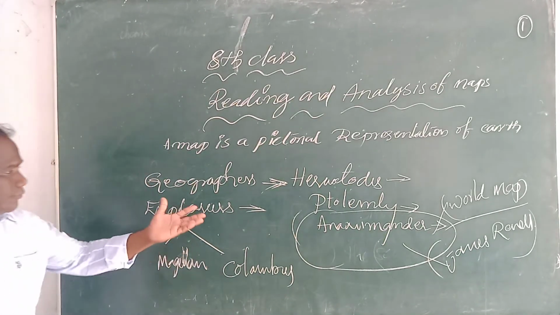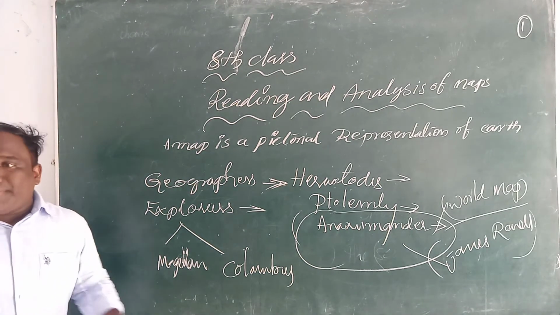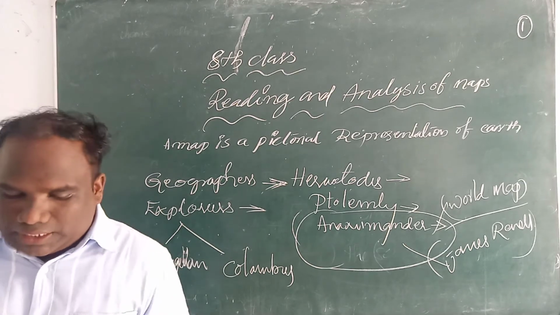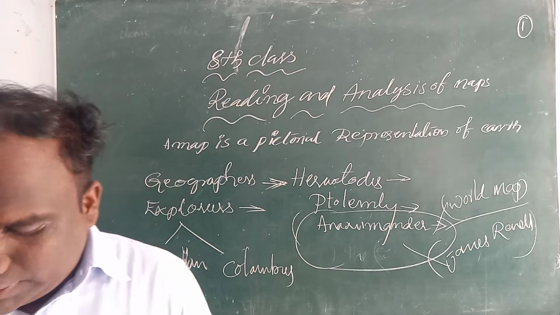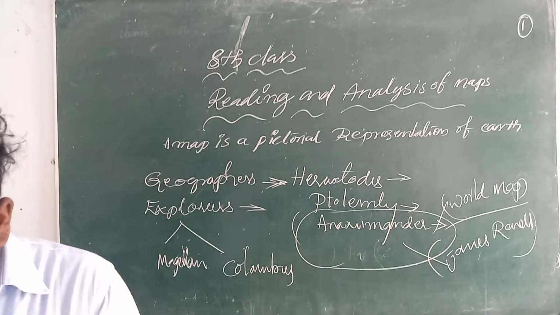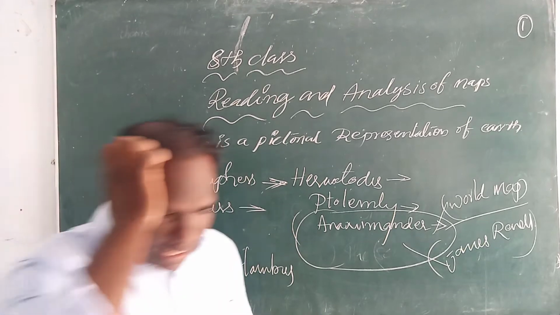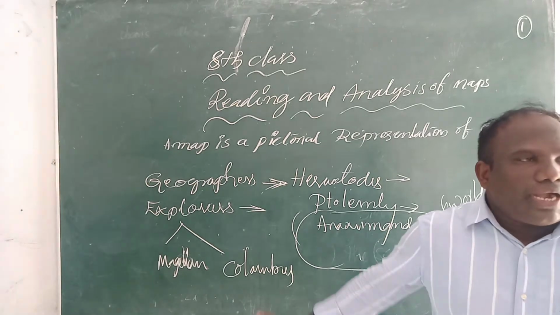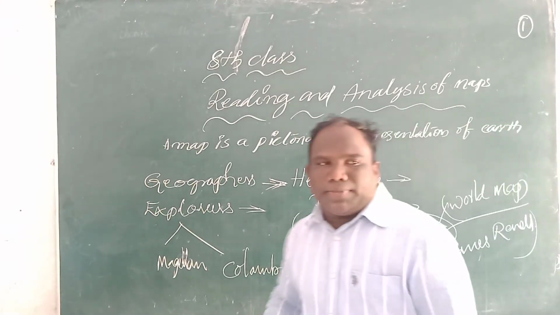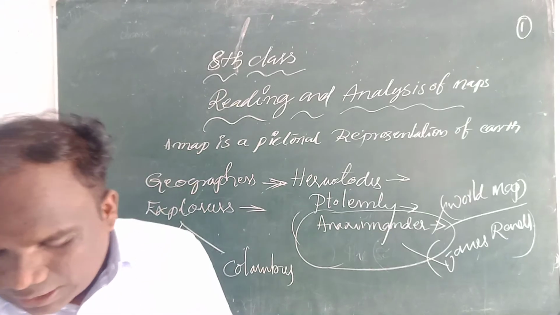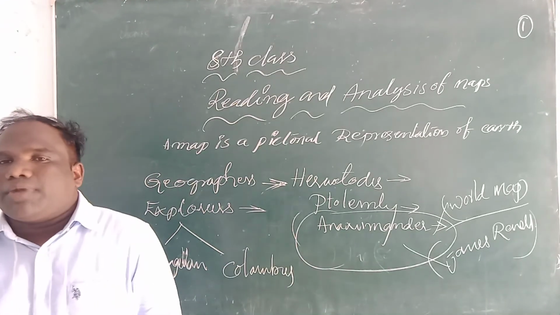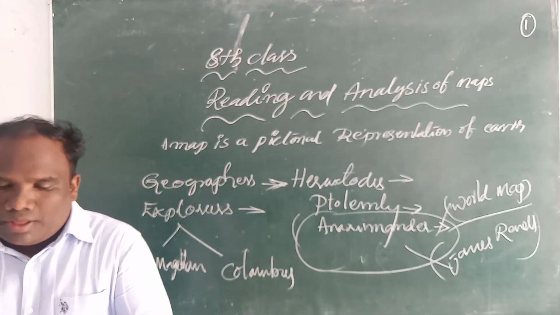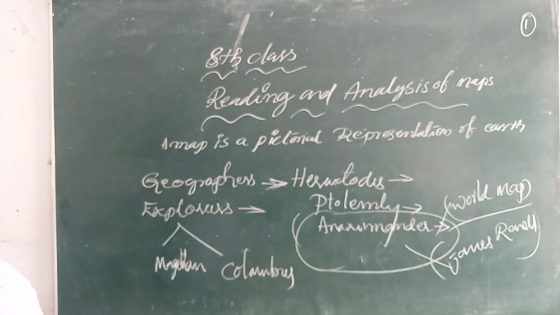Those with great experience of travel, like Magellan. Magellan was the first to go around the earth. What is the importance of Magellan? He was the first man to go around the earth. So Magellan, Columbus, David Livingstone and Vasco da Gama. Vasco da Gama discovered the sea route to India in 1498. They have to use a map.